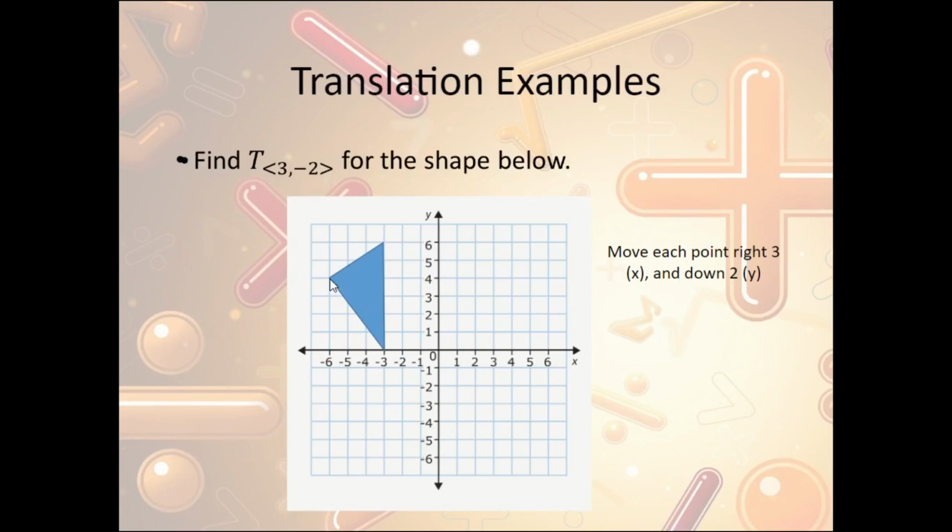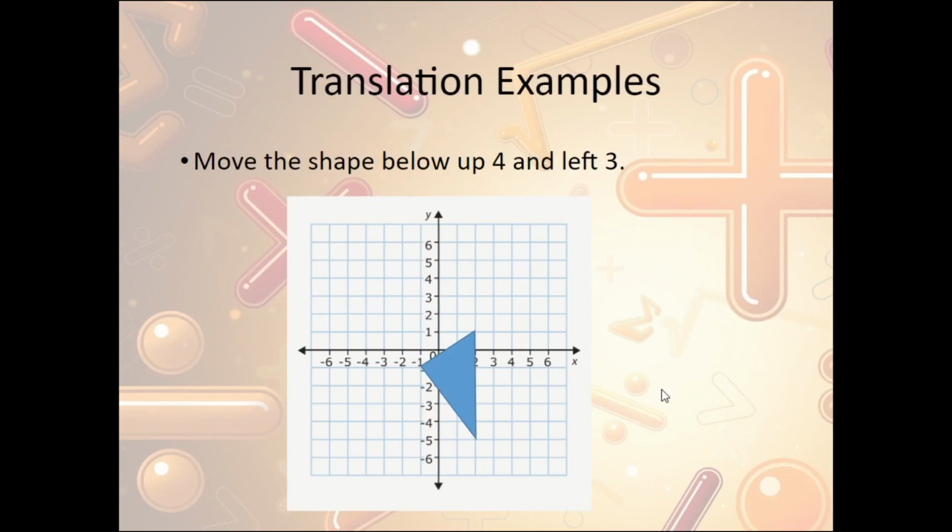So let's start with this one. We slide to the right, 1, 2, 3, and then down 1, 2, and plot that point. Then we do it for this one, to the right 3, down 2, and plot that one. Then this one, to the right 1, 2, 3, and down 1, 2, right there. And notice when I create my triangle, I should end up with two triangles that are exactly the same, just slid over and down.